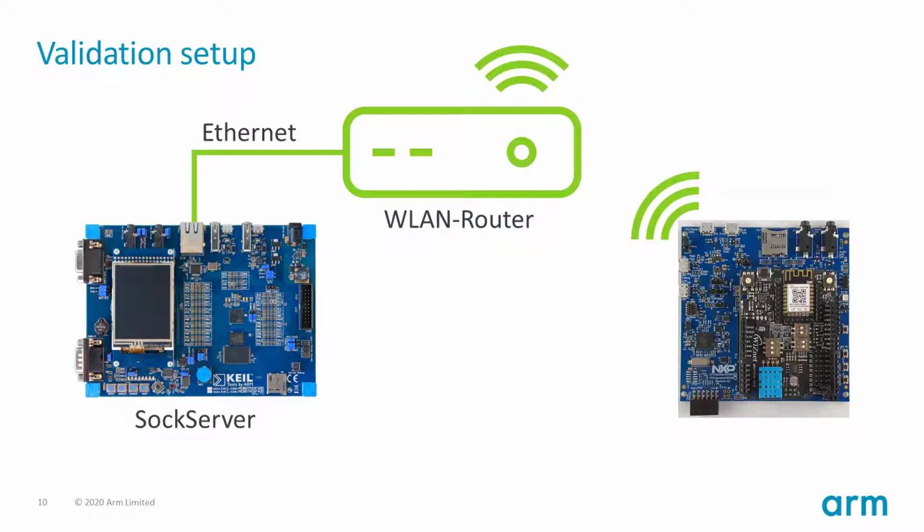I use the following setup. I connect my target hardware to a wireless LAN router. Using Ethernet, I connect another development board to the router that is running a socket server. Using this server, I can run all the required checks. The application software for this socket server is freely available in the validation suite.